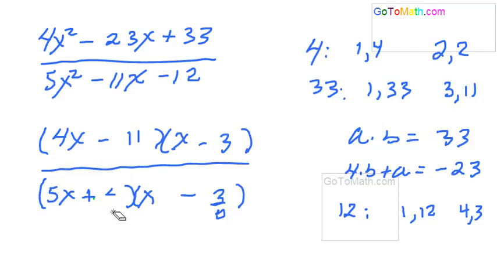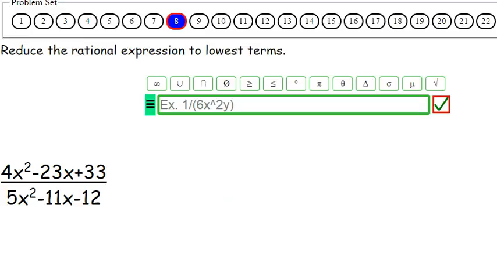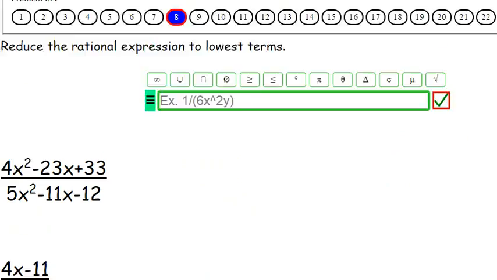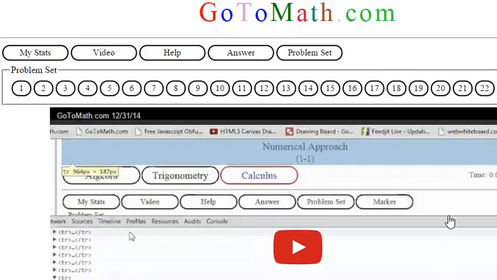Ugh. Whoops. Get rid of that. And I got rid of everything. 3 and 4. Okay. So obviously these guys here cancel out, and we're left with a 4x minus 11 over a 5x plus 4. Okay. So let's click that. 4x minus 11 over 5x plus 4. Alright, good. Okay, so we're over here at gotomath.com, and see you in the next problem.